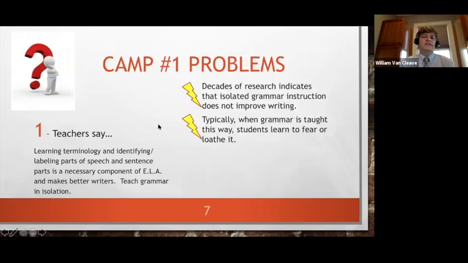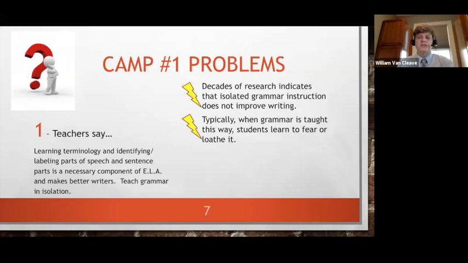Okay, so we've got some problems with both of these camps. Camp 1 says, learning terminology and identifying and labeling parts of speech and sentence parts is a necessary component. So we're going to do that coding, that labeling, that underlining, that circling. We've got 2 real problems with that. Those are the lightning bolts on the slide. So the first problem is that decades of research, actually decades, and we may even be up to half a century now, decades of research indicates that isolated grammar instruction does not improve writing.